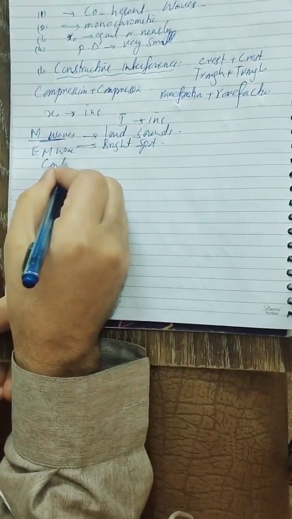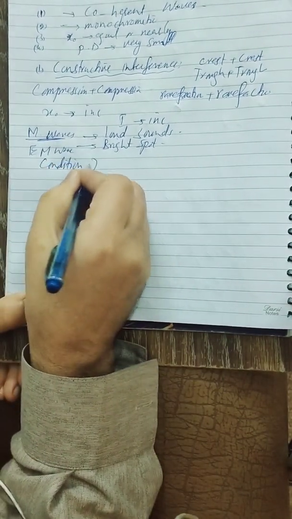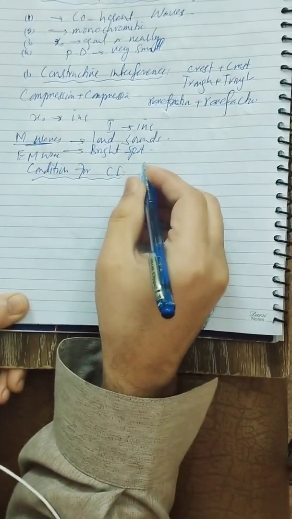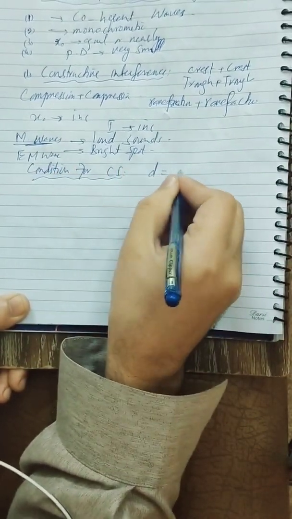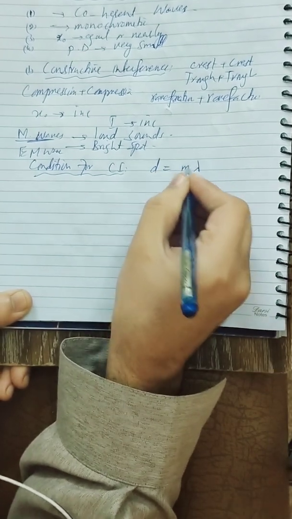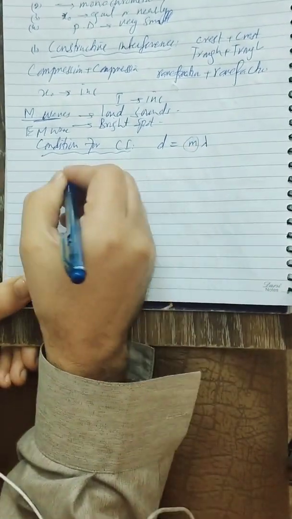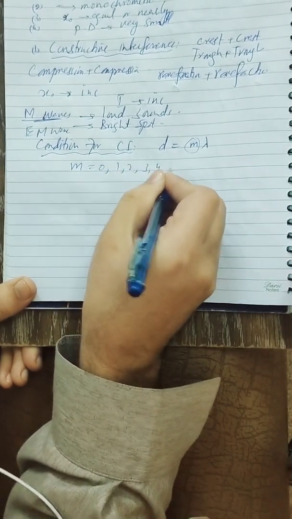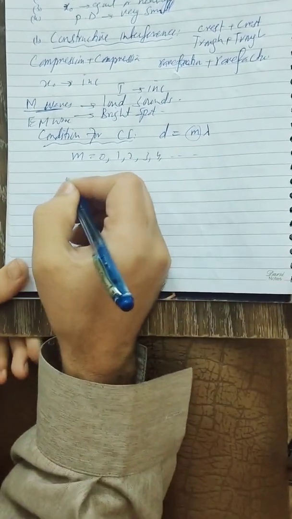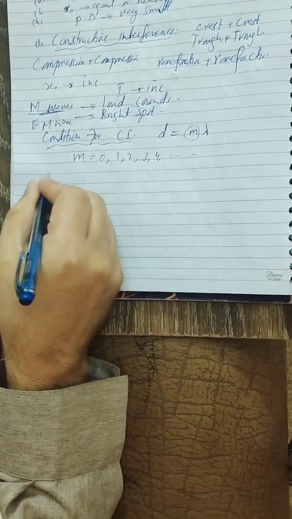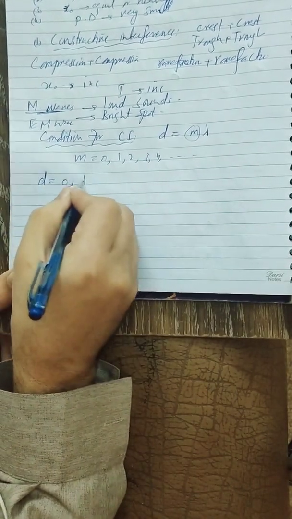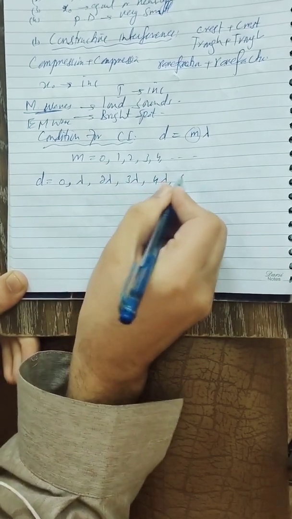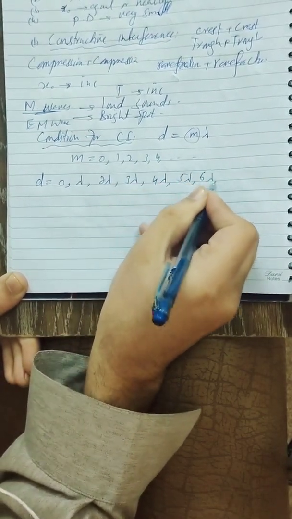Now we are studying the conditions for constructive interference. So remember, the condition for constructive interference is path difference D equal to m lambda. What is m? M is a whole number. So whole number means m is equal to 0, 1, 2, 3, 4, 5 and so on. If we put in the values of m, we will have 0 lambda, 1 lambda, 2 lambda, 3 lambda, 4 lambda, 5 lambda, 6 lambda and so on.